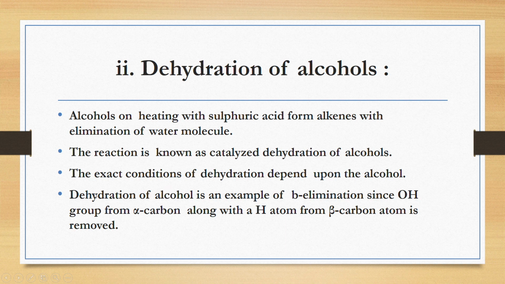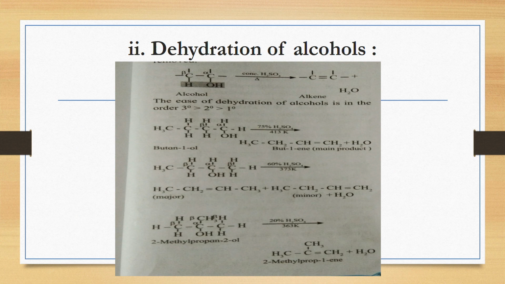And dehydration of alcohol is an example of beta elimination since OH group from alpha carbon along with hydrogen atom from beta carbon is removed in this reaction. So let's see how it takes place. Here alpha carbon is present where OH group is attached. Next carbon will be beta carbon. The reaction takes place in presence of concentrated sulfuric acid on heating and will get removal of water molecule H2O, and carbon-carbon double bond will get formed. Thus alcohol is converted into alkene. The ease of dehydration of alcohols is in the order tertiary, then secondary, and least is for primary.